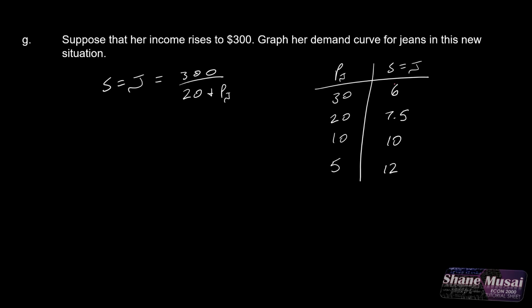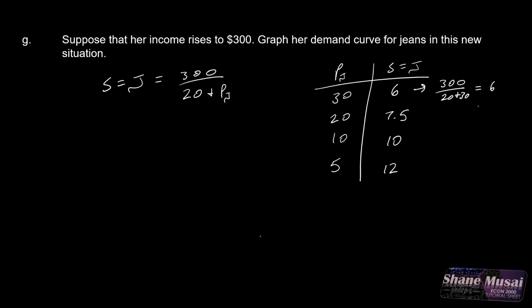And again, in case you're wondering how we get this, I just substitute 30 as Pj into this equation. I'll just do the first one so that you will know how to do it for each one. So 300 divided by 20 plus 30, and this should equal 6. You can do that for each one of these numbers and you would get these values. The demand increases at every price, so it is not a movement along the demand curve, it is a shift of the entire demand curve.